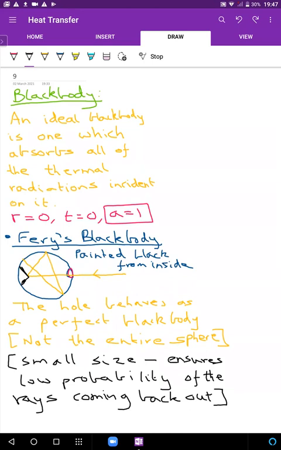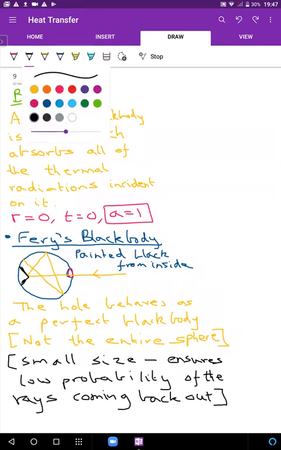Yes, yes, everything inside, including the wedge, is going to be black. Everything inside, including the wedge, will have to be black.